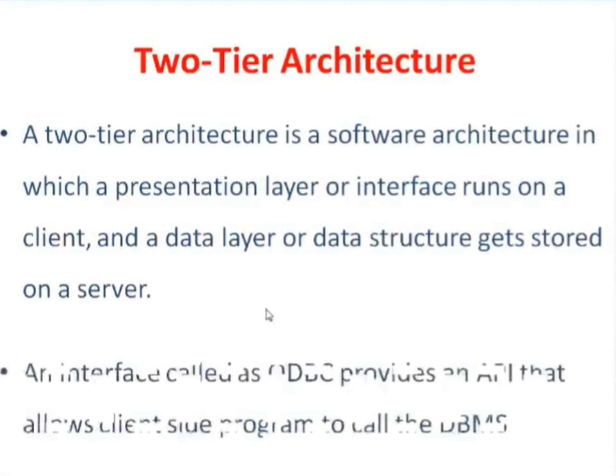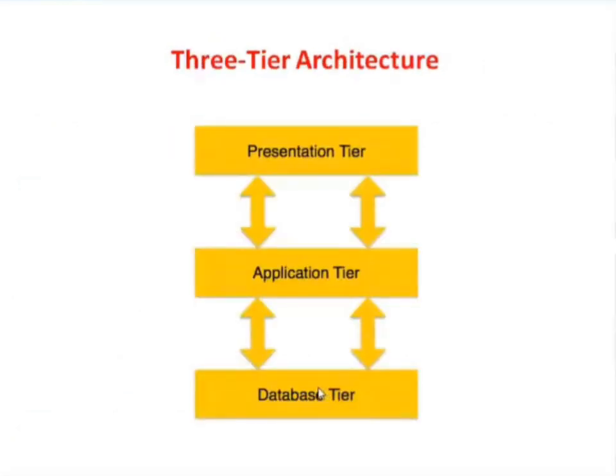So here, what we do is we will create an interface called as ODBC. The abbreviation of ODBC is Open Database Connectivity. That will provide an API, application program interface, that allows client-side program to call the DBMS. So with the help of this API, we can give the query to the server, and server processes your information and gives the output. So for this, you need to have an interface called as ODBC that provides this API, application program interface. Through that, you are calling the DBMS, or you are asking the question to the database management system. That is how the two-tier architecture works.